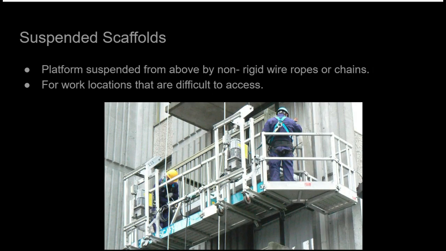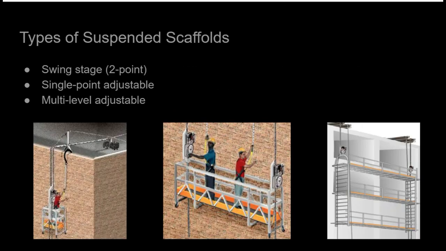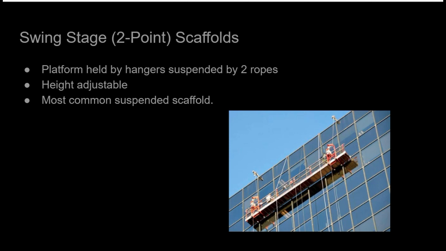A suspended scaffold consists of a platform suspended from above by wires, ropes, or chains, or other non-rigid load-carrying suspension system. Suspended scaffolds are particularly useful for accessing hard-to-reach work locations. Swing stage or two-point, single-point adjustable, and multi-level adjustable are three types of suspended scaffolds. The swing stage or two-point scaffold is the most common suspended scaffold, commonly used by window washers and in high-rise construction. The platform is suspended by two wire ropes attached to an overhead structure.